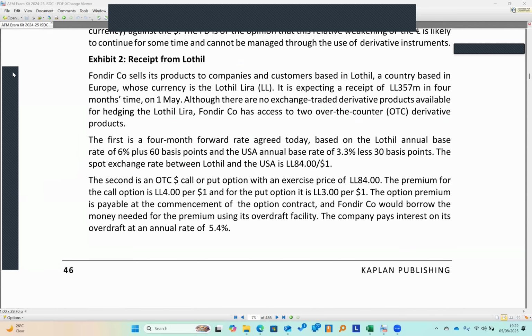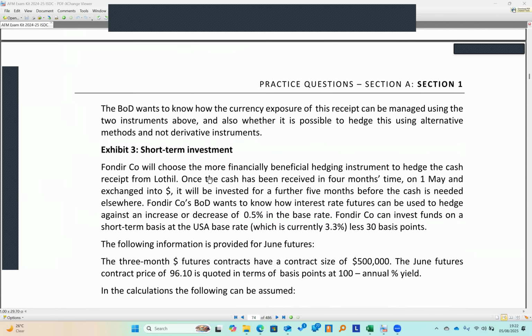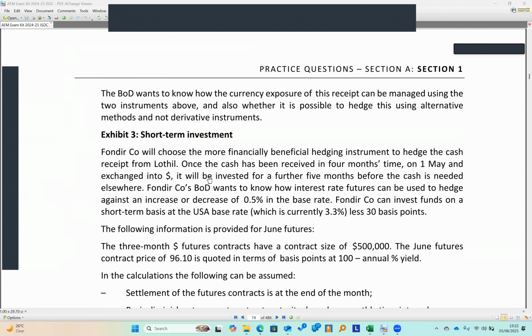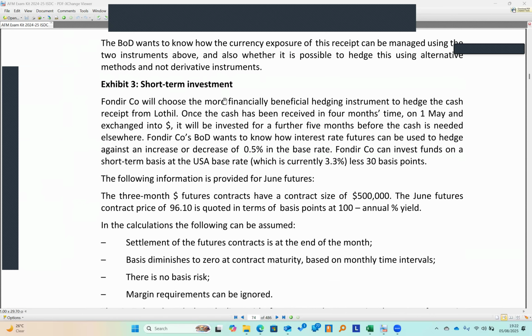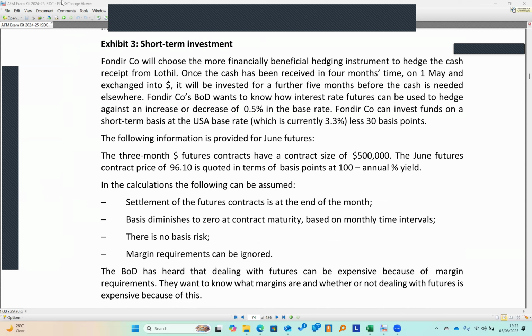Okay, so the board wants to know how the currency exposure to this receipt can be managed using the two instruments above, or whether there are alternative methods that we can use. So that's something we shall look at. Then the third exhibit talks about the short-term investment, and which is the more financially beneficial hedging instrument to hedge the cash receipt from Lothir.